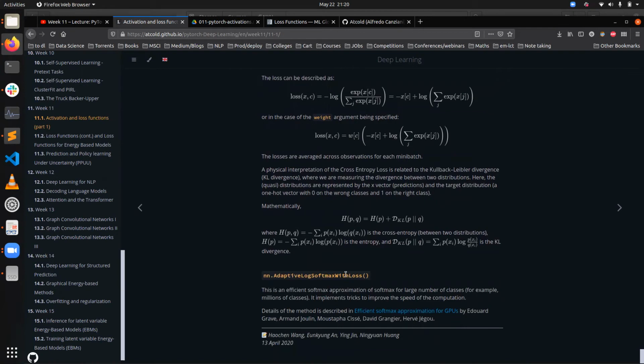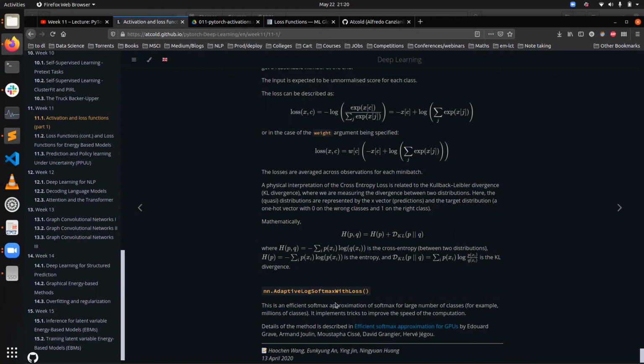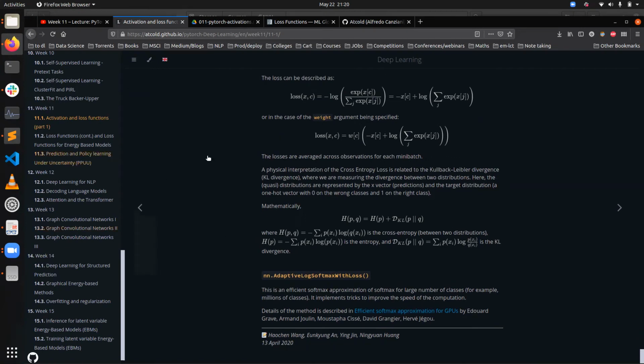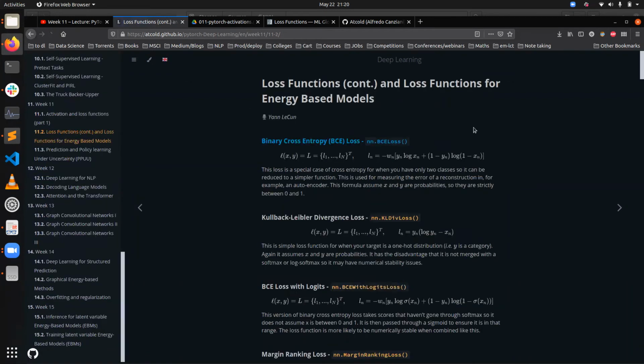Adaptive log softmax is when you have a large number of classes, like millions of classes. It implements tricks to speed up computation. So what he said was, we ignore classes that have really low scores, but that's all he said in this loss function. Let's move on to the next. Binary cross entropy is just a special case of cross entropy when you have just two categories.